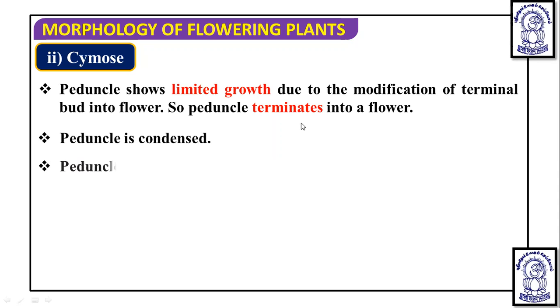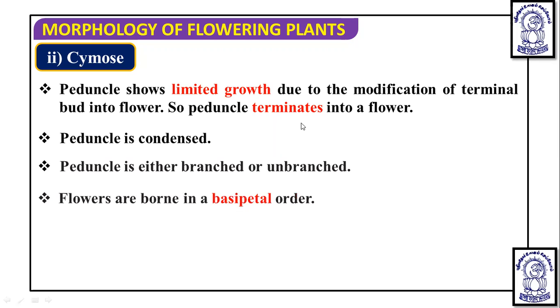So the peduncle is condensed, short, and limited, and that peduncle can either be branched or unbranched. But as we have seen in racemose, there is an acropetal arrangement of flowers. Here, the basipetal arrangement of flowers is seen, and in basipetal, the younger flowers are present towards the base.